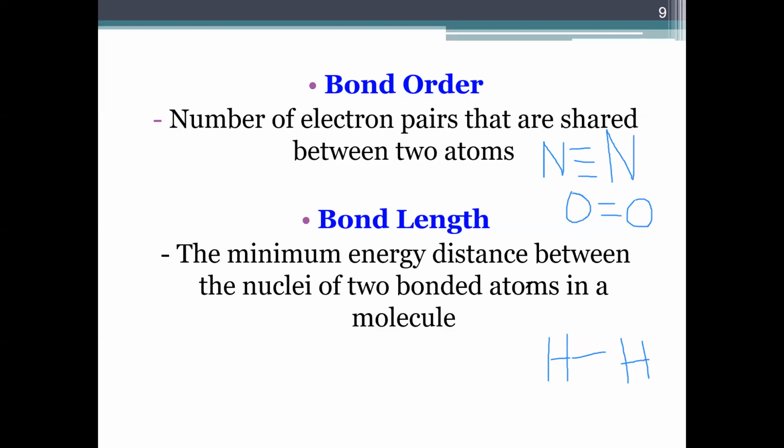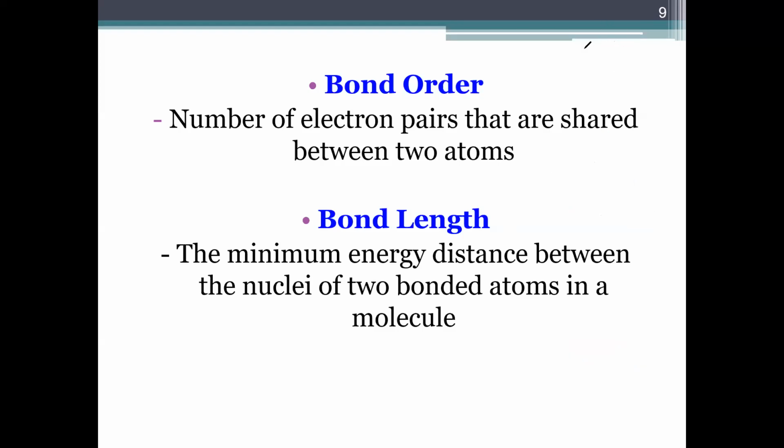Thank you. So now let's look at bond length. The bond length is the minimum energy distance between the nuclei of 2 bonded atoms in a molecule. Bond order is the same thing as covalency, and the same thing as the number of bonded electron pairs. So again, the bond length is the minimum energy distance between the nuclei of 2 bonded atoms in a molecule.